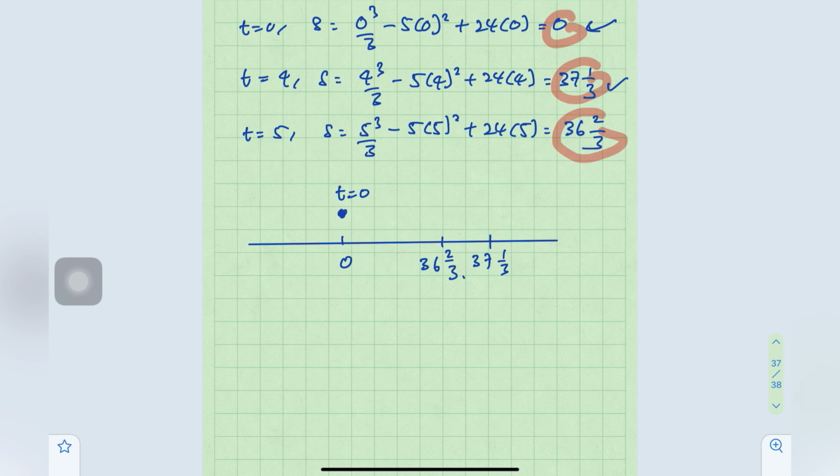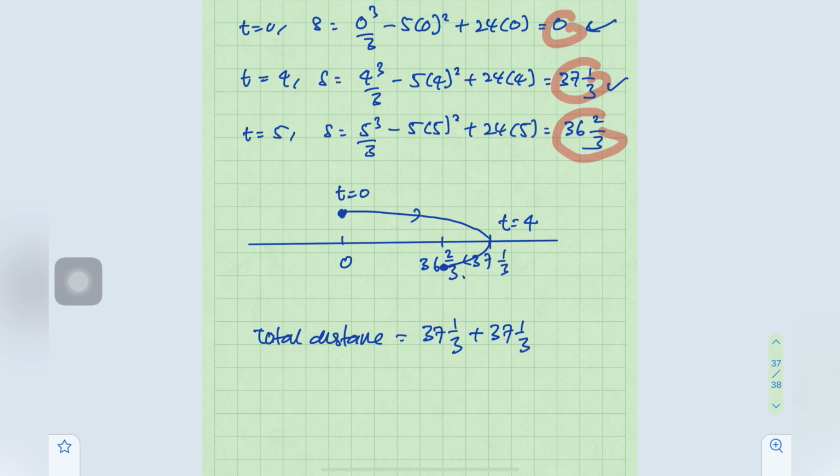Masa tu dia change direction. So ada corner lah dekat situ. Okay, kat sini. So this one T equals to 4. Okay, when T equals to 5, the particle at 36 2 over 3. So macam ni lah. Okay, so then to find the total distance sama dengan 37 1 over 3 plus 37 1 over 3 minus 36 2 over 3. Okay, kita akan dapat 38 meter.